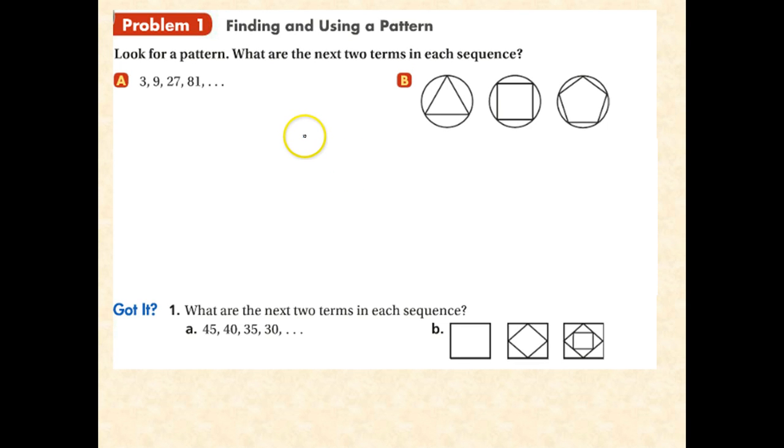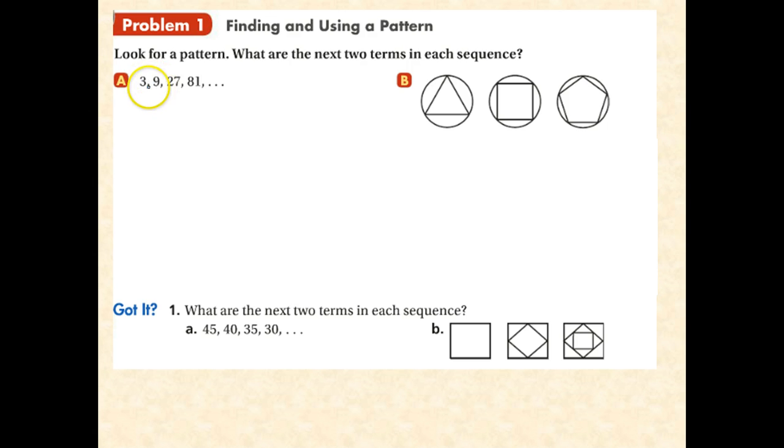Alright, look for a pattern. What are the next two terms in each sequence? So, 3, then 9, then 27, then 81. What's happening from one term to the next? Let's see, are we adding 6? 3 plus 6 is 9. 9 plus 6 is 15, so no, we're not adding 6.